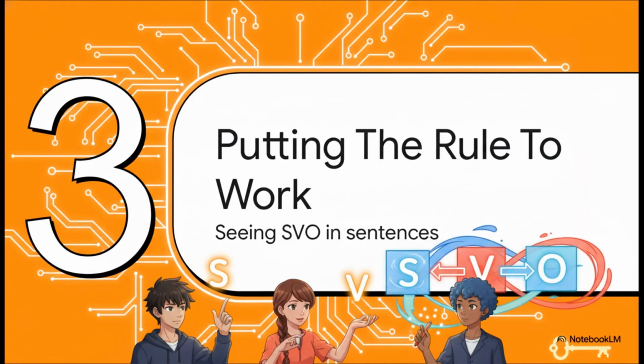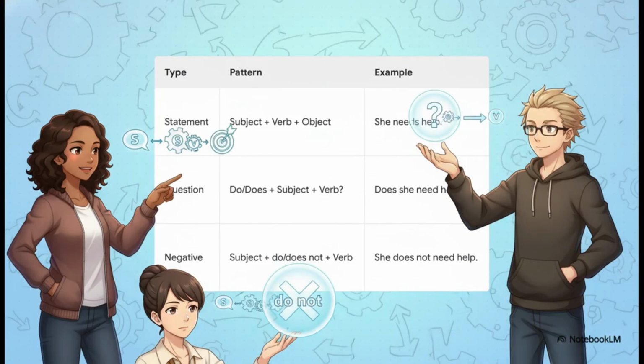Okay, enough theory. Theory is great, but let's put this rule to work. We're going to see how this SVO pattern shows up in the 3 kinds of sentences you use every single day. Okay, so check this out. For a basic statement, it's pure subject, verb, object. She needs help. Easy, right? Now for a question, we just add does to the front. But look, the core, she need, that subject-verb order is still right there. It doesn't change. The same thing for negatives. We just slide does not in the middle. She does not need help. See? That SV combo is like glue.